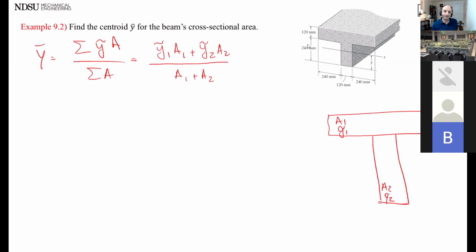Okay. So now let's figure out each of those terms. All I have to do is find y tilde 1, area 1, y tilde 2, and area 2, and I should be able to find y bar. Let's see. I'm just going to put my x-axis here. What is y tilde in general?